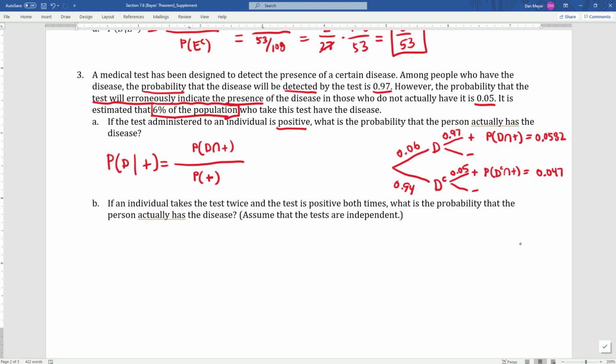Anyways, when we go to finish this computation, we get the probability that the person has the disease and gets a positive test, 0.0582 on top, and then the probability that a person gets a positive test. Well, these are the two ways that can happen. Those are mutually exclusive events, and so we can add those things together to get the probability of a positive result.